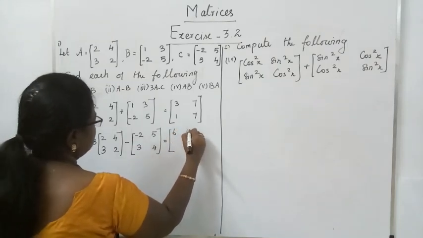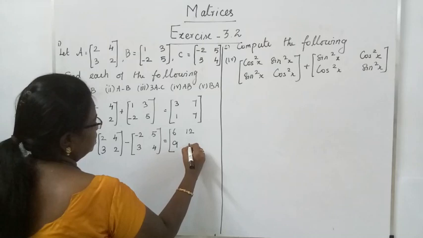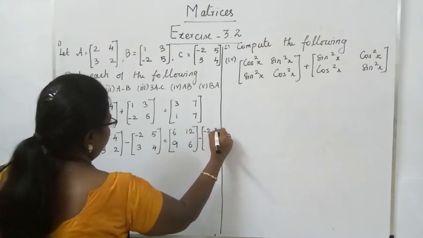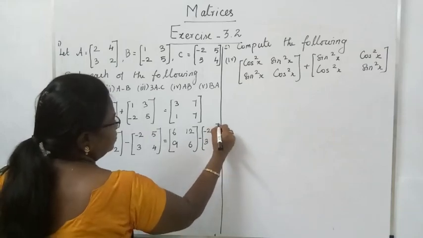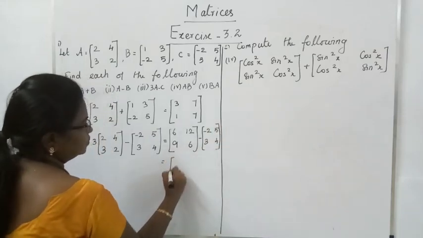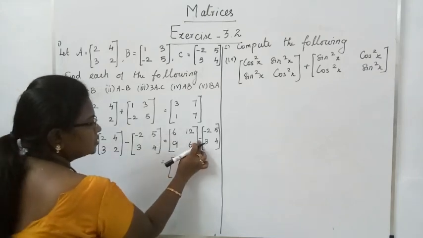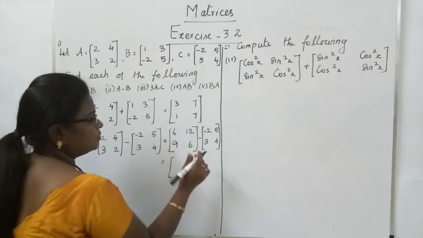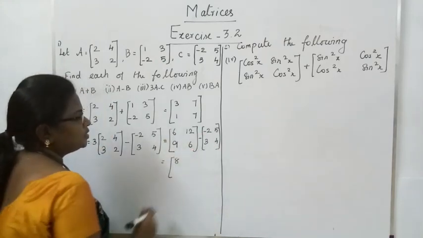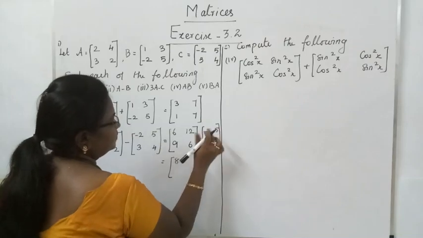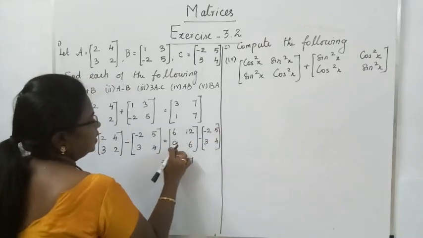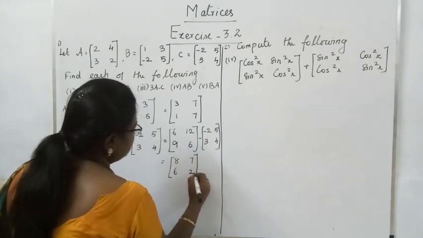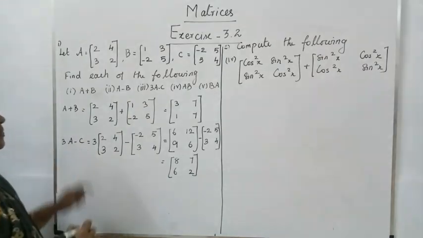4 3s are 12, 3 3s are 9, 3 2s are 6. Minus 2, 5, 3, 4. Now subtract these two: 6 minus of minus 2. So this will become plus 2. 6 minus of minus 2 will become plus 2. So 6 plus 2, 8. Here 12 minus 5, 7. 9 minus 3, 6. 6 minus 4, 2. So this is 3A minus C.